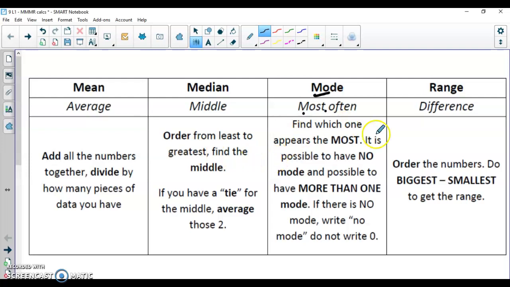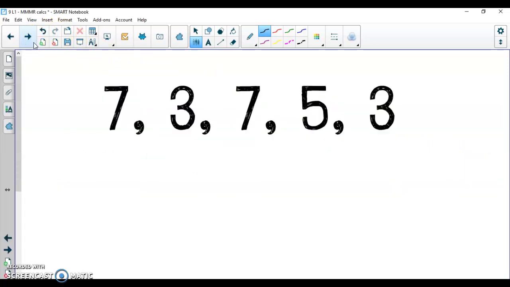To find the range, this is your difference. So you're going to take the biggest number minus the smallest number, and that's going to give you the range of your data set. We are going to be taking notes just in our notebook today.